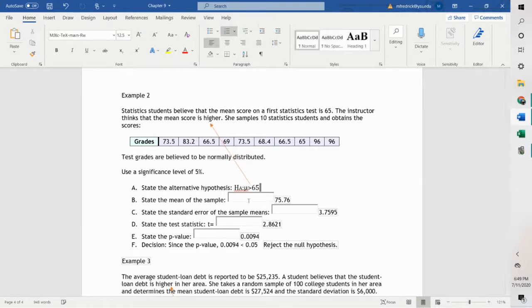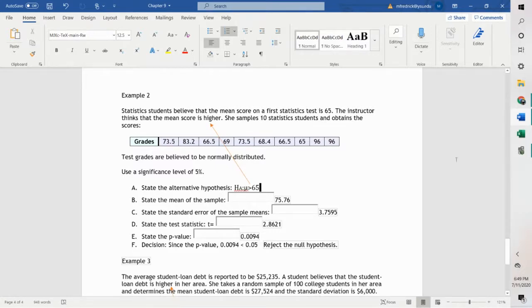There we go. That's why this is greater than. The instructor thinks it's higher. She samples 10 students, so it's a small sample, and obtains these scores. So those are the scores that I entered. And we need the mean, the sample error, t-value, and the p-value.